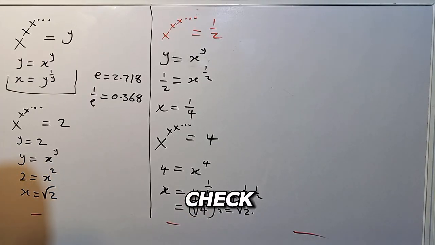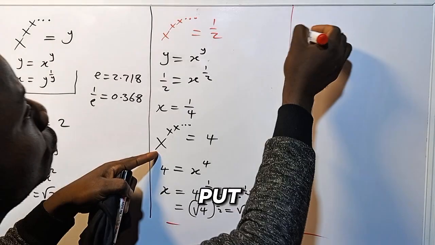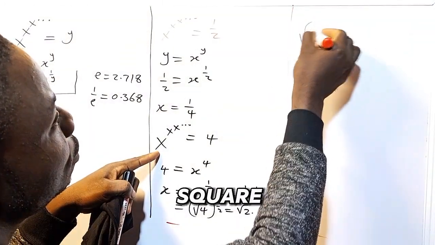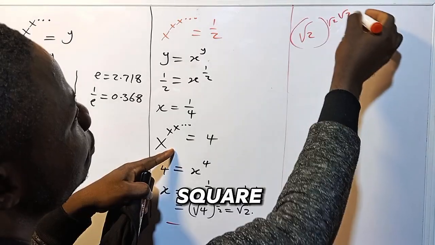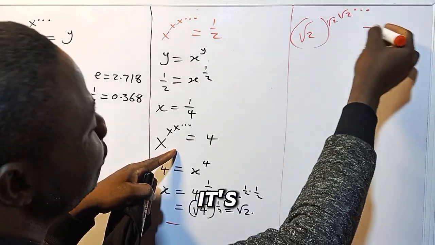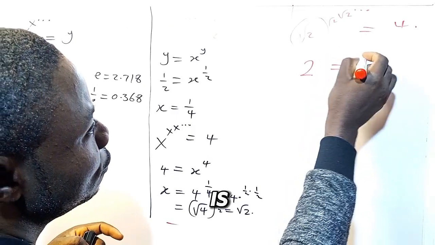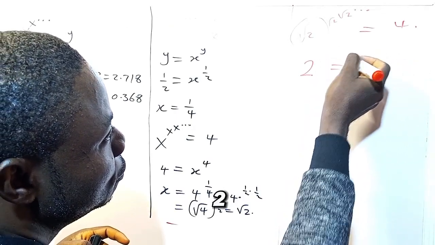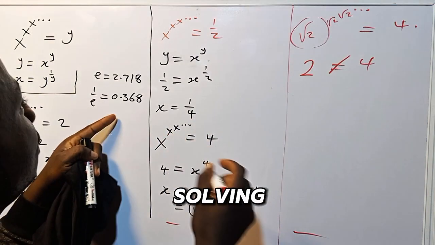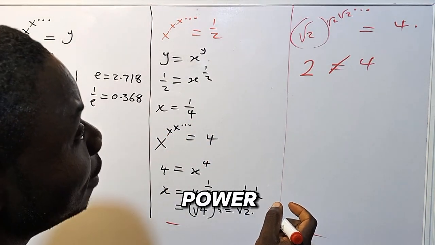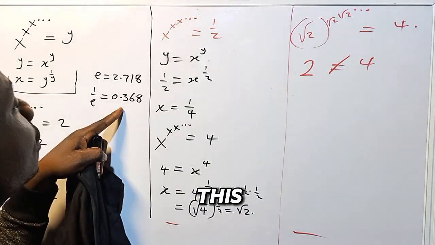Now, let's check. Let's put the square root of 2 in this expression. You have the square root of 2 raised to power square root of 2 raised to power square root of 2 to infinity is equal to 4. Now, when you simplify this expression, you have 2. 2 is equal to 4. So, 2 is not equal to 4 here. What we are saying is that when you are solving an infinite power tower like this, you must follow this value.